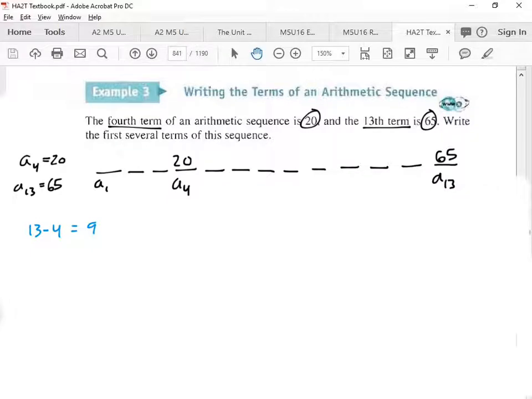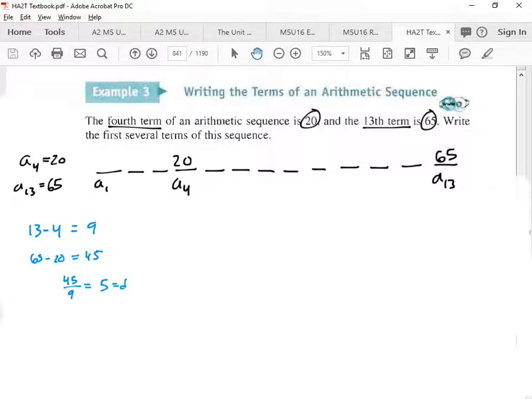And then the other thing we have to know is what is the difference between 20 and 65? So we would go 65, we subtract the 20, we get 45. So this is the difference, and this is how many times we have to add the common difference to get there. If you wanted to find the common difference, you would take the difference, divide it by 9, the number of times you have to add it, and you get 5. So this is your common difference.